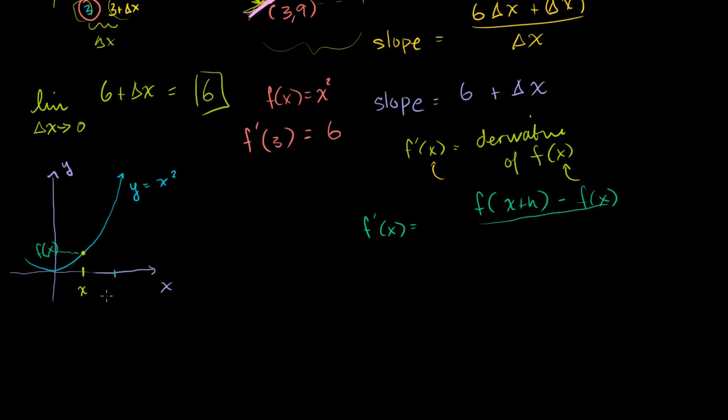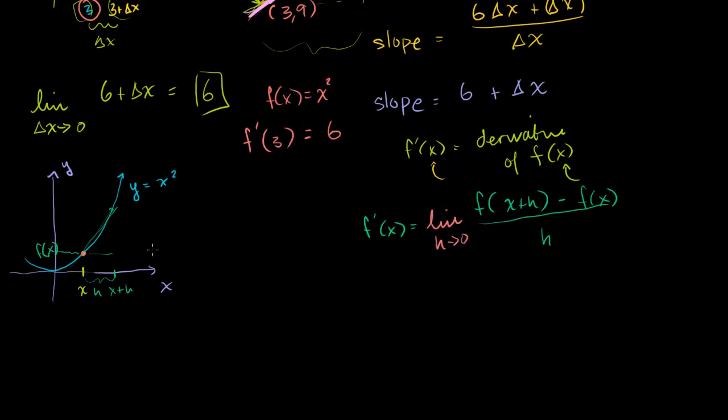So if this is x plus h here, the change in x is x plus h minus x, or this distance right here is just h. The change in x is going to be equal to h. So that's your slope of the secant line between any two points like that. And we said, hey, we could find the slope of the tangent line if we just take the limit of this as h approaches 0. Limit as h approaches 0, and then we'll be finding the slope of the tangent line.